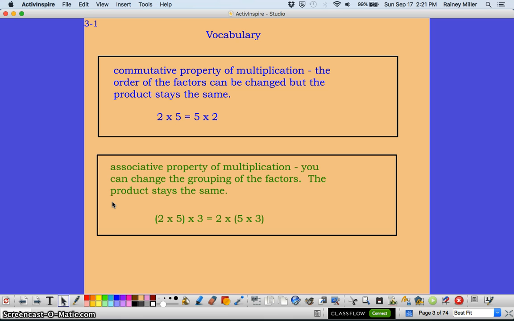The next property is the associative property. That means that you can change the grouping of the factors, and the product stays the same. So if I take 2 times 5 and do that first, and then multiply it by 3, that's not going to change if I take 5 times 3 first and then multiply it by 2. Both of those ways work equally well, again, only when it is multiplication only in a problem.